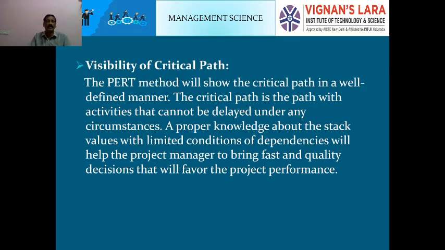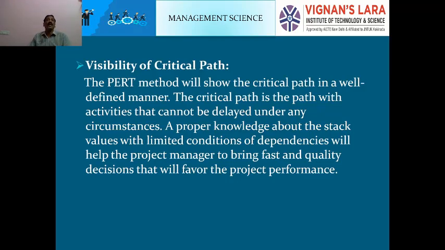The next significance is visibility of the critical path. Whenever we are drawing the network diagram with the help of the various tasks or milestones, then the time can be fixed on a seasonal and time component basis. That means optimistic time, most likely time, and pessimistic time. It is very useful to show the critical path, well defined. Critical path means the path of the largest duration is called the critical path. The critical path is the path in which activities cannot be delayed under any circumstances.